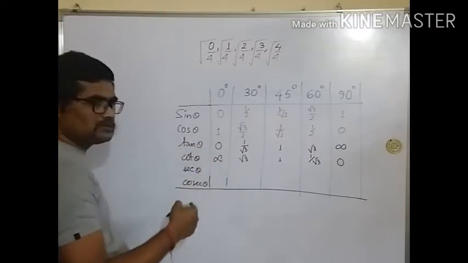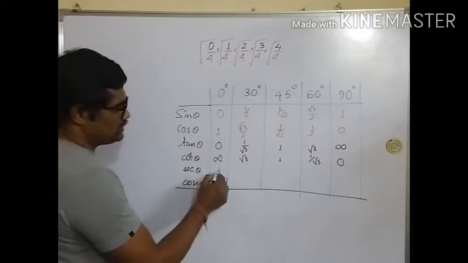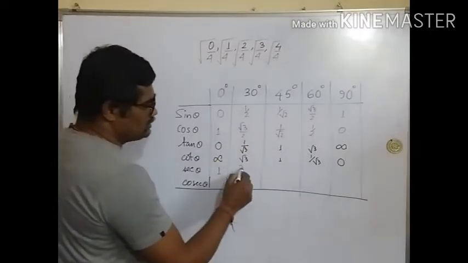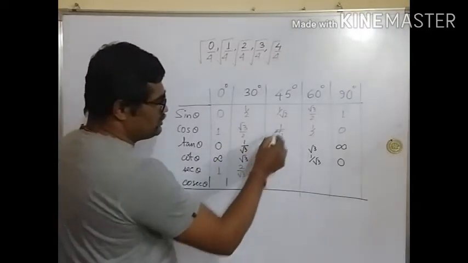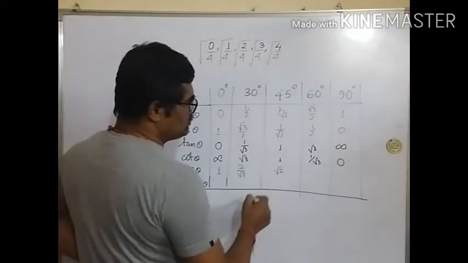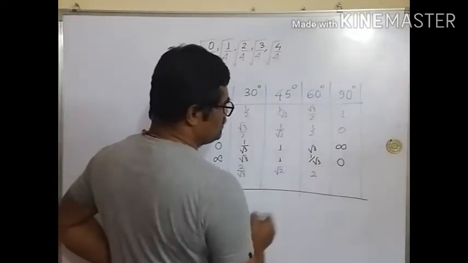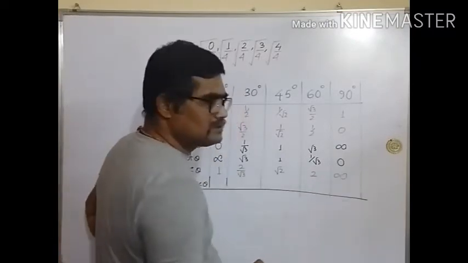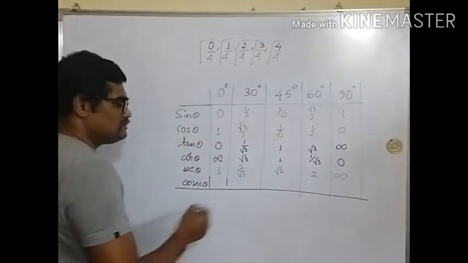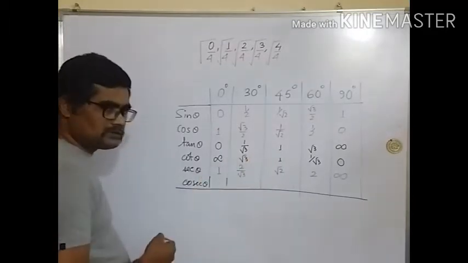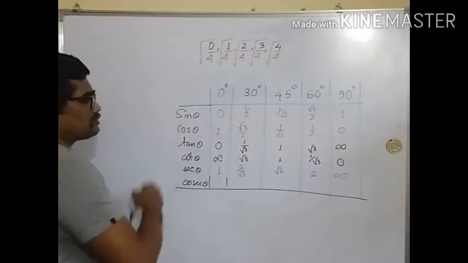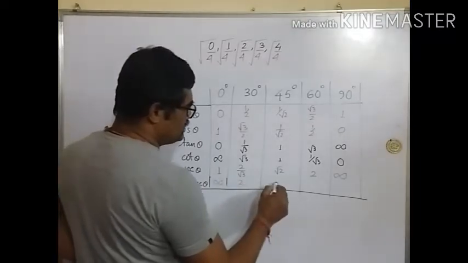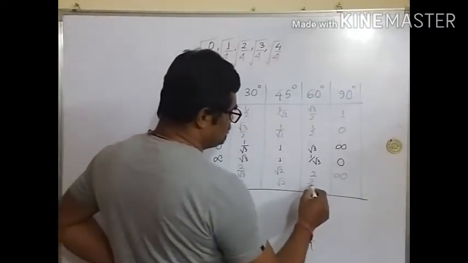What will be the reciprocal? 1 by 1, that is 1. What is the reciprocal? 2 by root 3. What is the reciprocal? Root 2. What is the reciprocal? 2. What is the reciprocal of 0? Undefined. And at last, you can rewrite this in the opposite order also, or else take the reciprocal of sine. So you can write it and then arrive at the value.